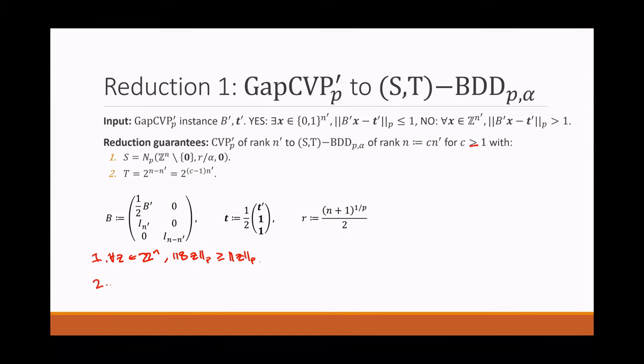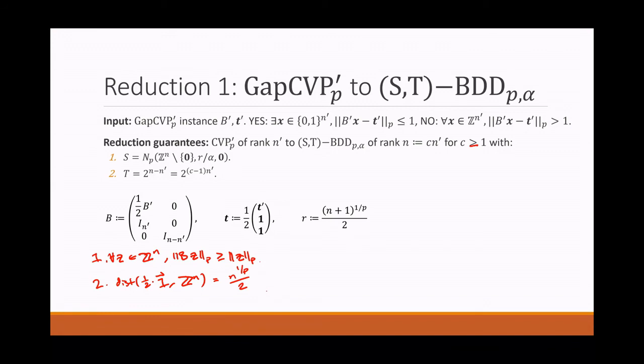Let's just look in general at what the distance is between the lattice generated by B and T. In order to analyze this, we can look at the distance between the all-halves vector and the integer lattice. And it's not hard to check that this is equal to exactly n^(1/p) divided by 2.